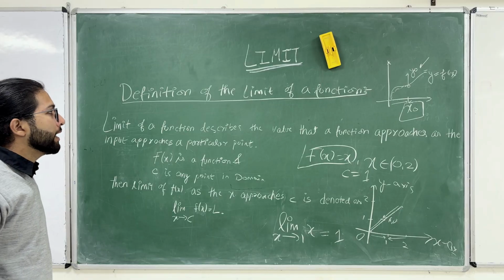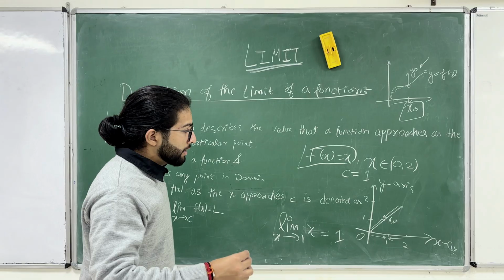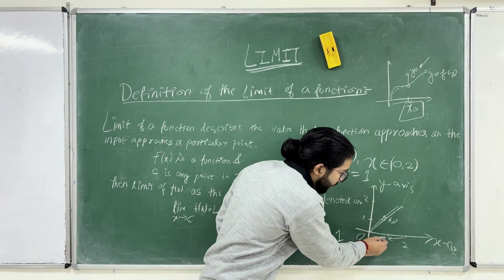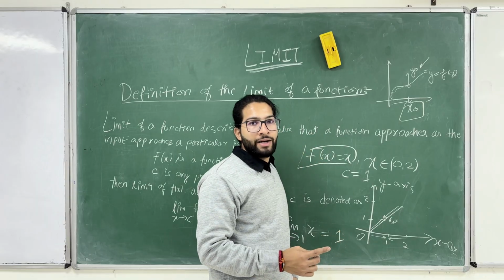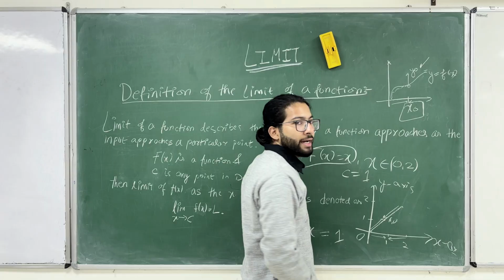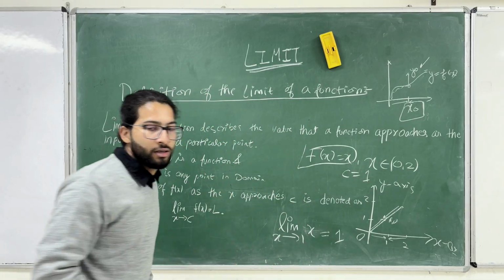Now we are ready to define the right hand limit and left hand limit. At the starting I told you, when we are going towards the left, it's the left hand limit. When we are going towards from the right, then it's the right hand limit. So let me give you the proper definition and what they actually are.